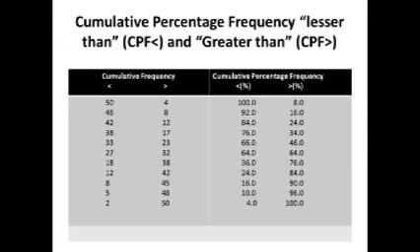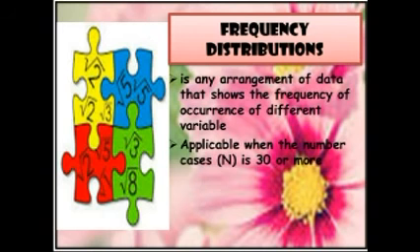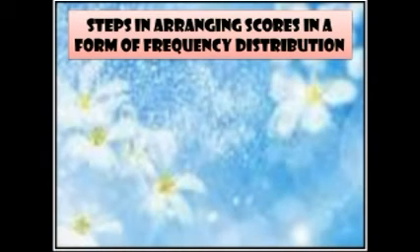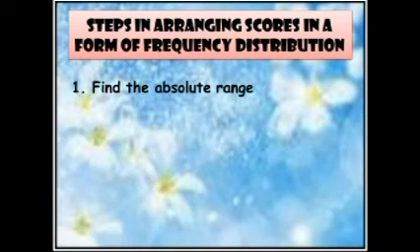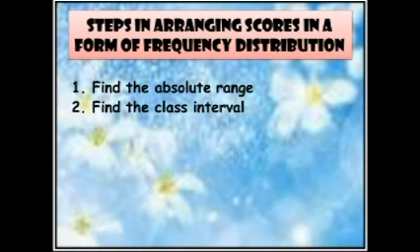In summary, frequency distribution is an arrangement of data that shows the frequency of occurrence of different variables. It is applicable only if we have 30 number of cases or more. The steps in arranging scores in a form of frequency distribution are: Step 1. Find the absolute range by subtracting the lowest score from the highest score.